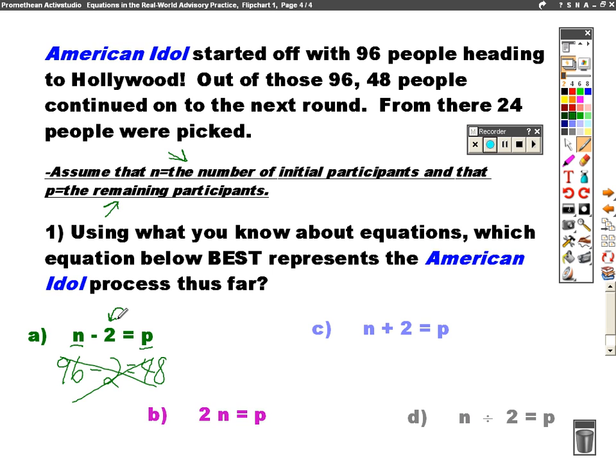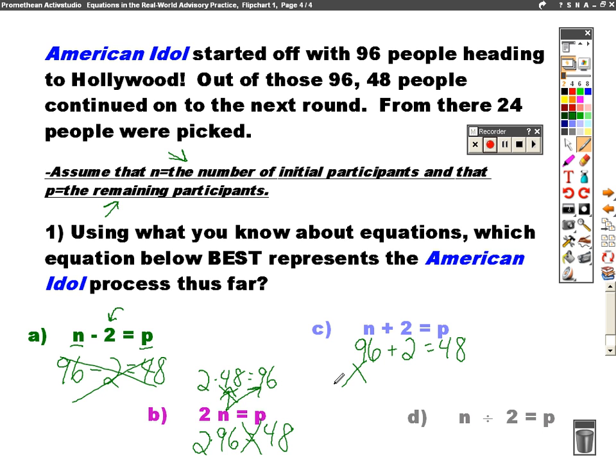B, 2 times n. Well, some of you might be saying, wait, 2 times 48 equals 96. That's absolutely correct, but remember, n is not 48. N is the initial participants, which is 96. So 2 times 96 should equal 48, but look, it doesn't. So that just doesn't make sense. So B doesn't work either. Let's look for C. Now we just learned n needs to be 96. And do we get 48? No, that just doesn't make sense either.